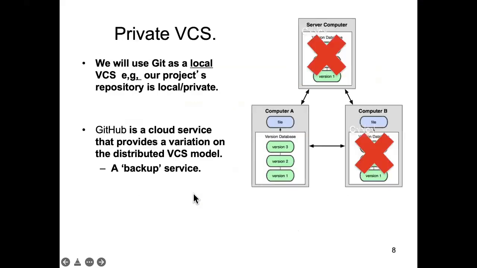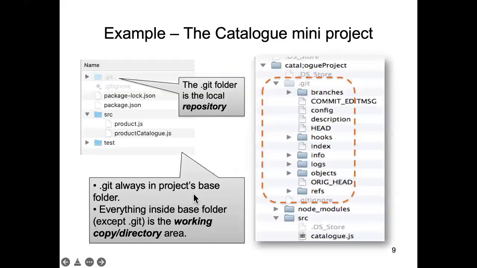Physically, a repository, when it's on your local hard disk, is just a folder called the .git folder within the base folder of your project source code. And on the right, I'm showing you what the internals of that look like. Today, we'll dig a little bit deeper into the internals on the right-hand side.